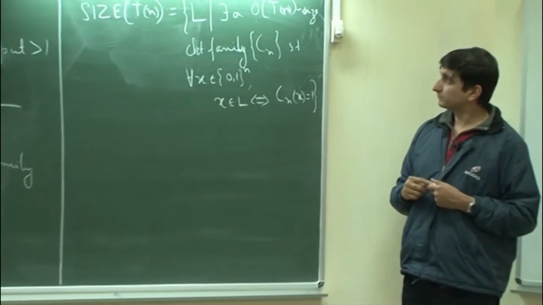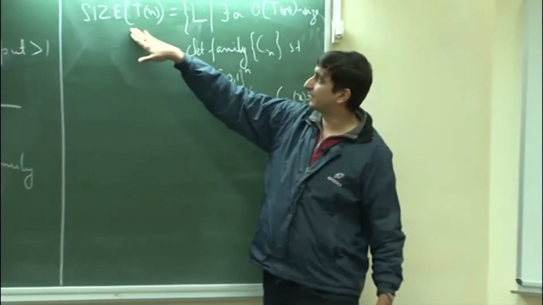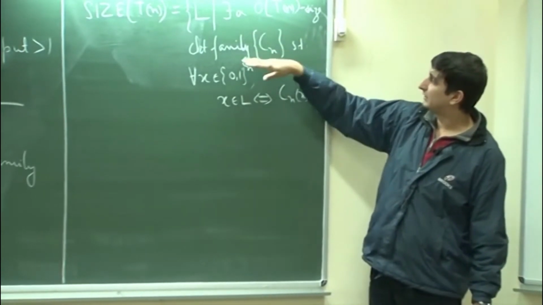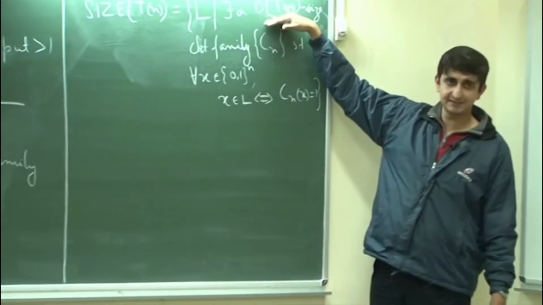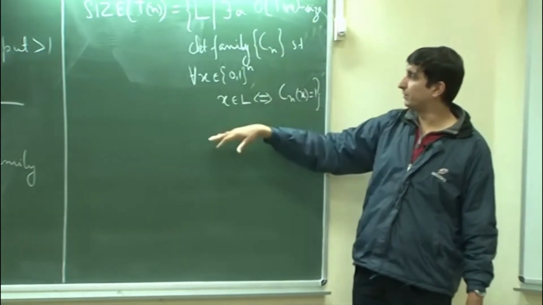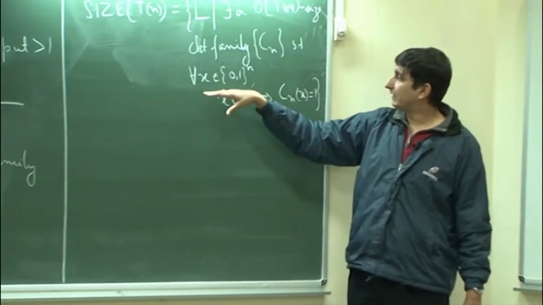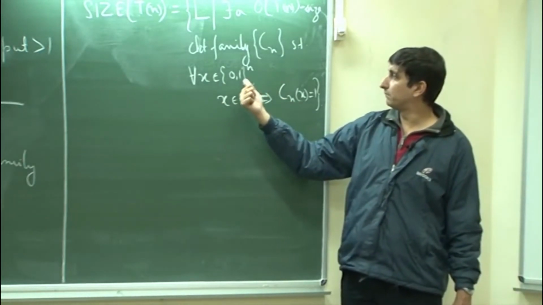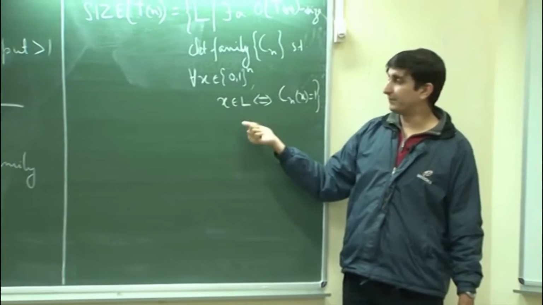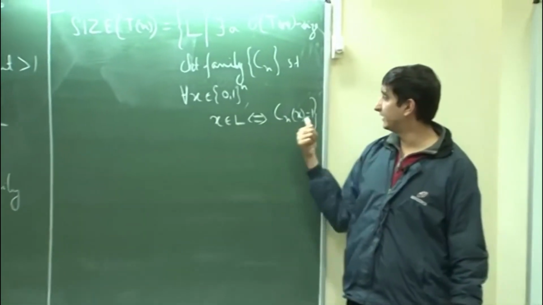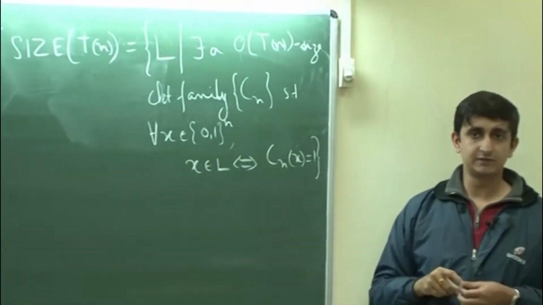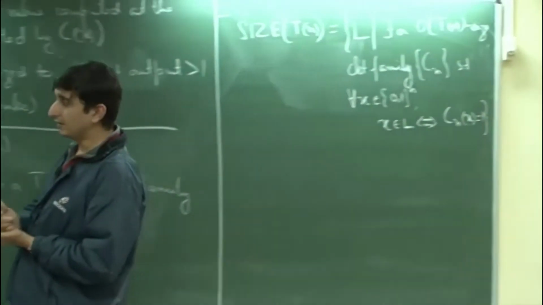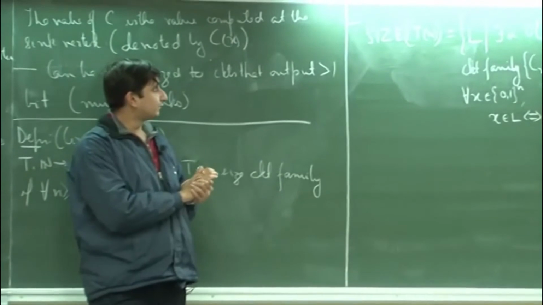So, this size T n basically is the class of all those languages for which there is some circuit family of order T n size which computes every instance of length n in an appropriate manner. So, if that instance belongs to that language, then it will output 1, otherwise it will output 0, and this happens for all n. Okay. So, this is the standard way of defining this.